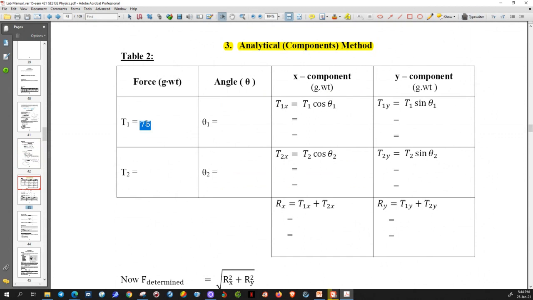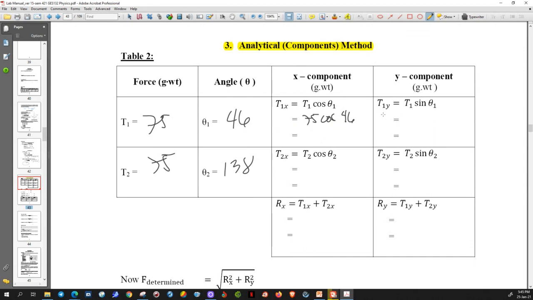We know that T1 and T2 are 75 and 75 gram weight. This is 46 degrees and this is 138. To get the x component of T1, we use T cosine theta. So how do we substitute the value there? 75 cosine theta 1, 46. What about Ty, the y component?